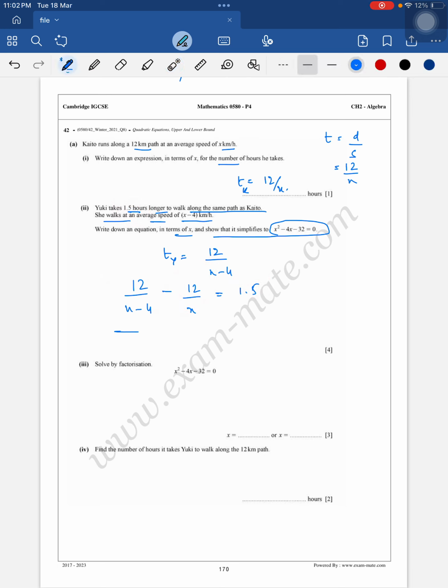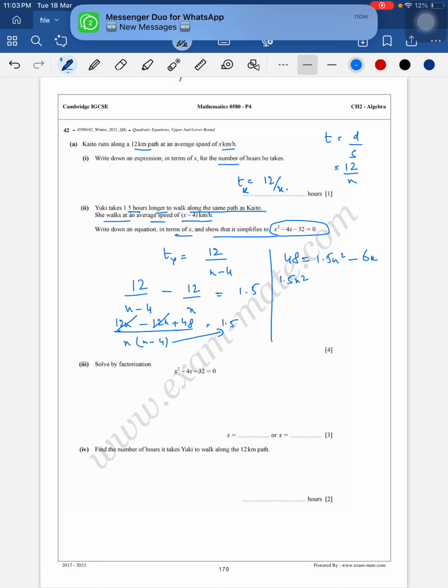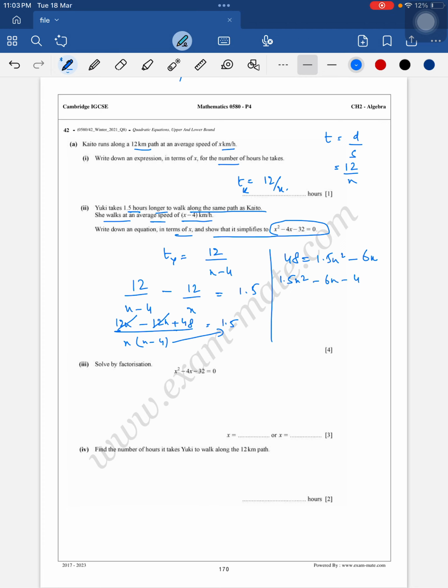So simplifying this, x into x minus 4, I'm taking it as the LCM. x minus 4 gets cancelled with x minus 4, so 12x minus x gets cancelled, so 12 multiplied by x minus 4, so minus 12x plus 12 into 4 is 48. Now here this cancels with this. 48 is equal to 1.5 multiplied with this thing, so this is 1.5x square minus 1.5 into 4 is 6x, right? Now moving all the terms to the right: 1.5x square minus 6x minus 48 is equal to 0.